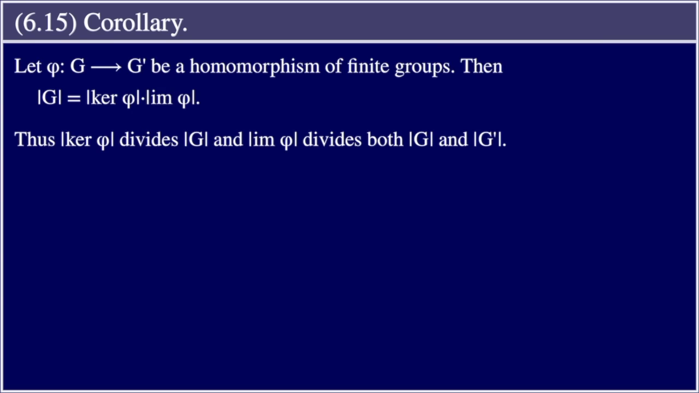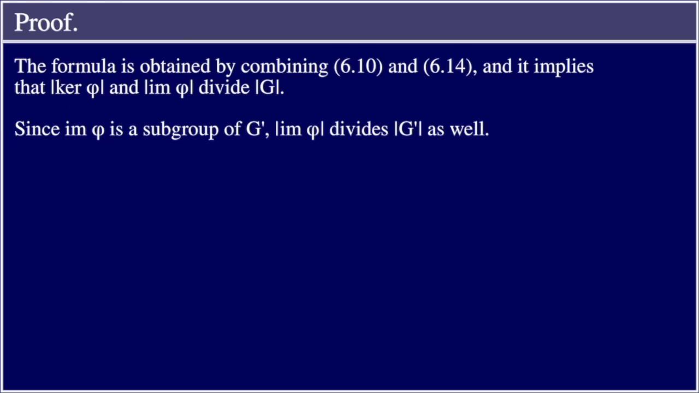6.15 Corollary. Let phi mapping G to G' be a homomorphism of finite groups. Then the order of G is equal to the order of the kernel of phi times the order of the image of phi. Thus, the order of the kernel of phi divides the order of G, and the order of the image of phi divides both the orders of G and G'. Proof: the formula is obtained by combining 6.10 and 6.14, and it implies that the order of the kernel of phi and the order of the image of phi divide the order of G. Since the image of phi is a subgroup of G', the order of the image of phi divides the order of G' as well.